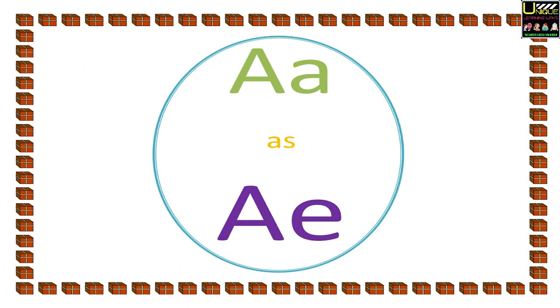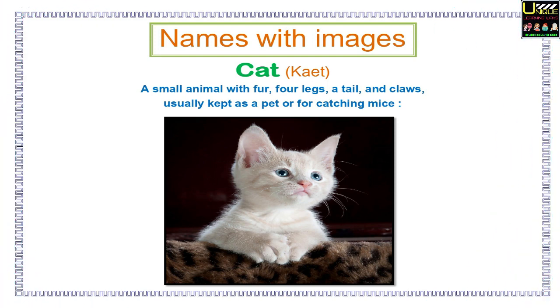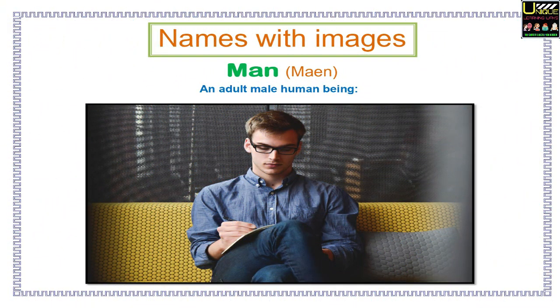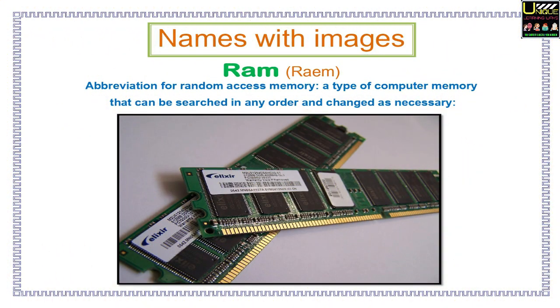Here you can see A as a. Names with images. Here you can see the word, its explanation, and the image. Cat. A small animal with fur, four legs, a tail, and claws. Usually kept as a pet or for catching mice. Man. An adult male human being. RAM. Abbreviation for random access memory. A type of computer memory that can be searched in any order and changed as necessary.